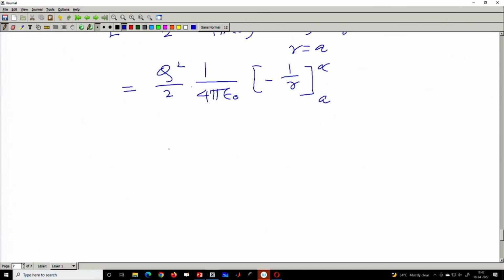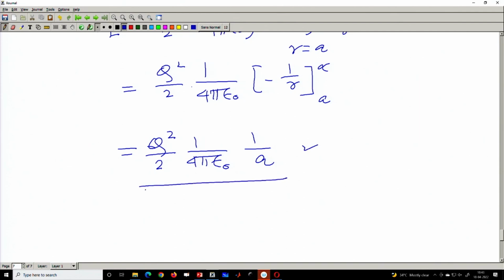So, now if I do the integration, it should be simply q square divided by 2 and then 1 by 4 pi epsilon 0, and then this quantity is 1 by A. So, that is the expression, precisely the expression we are looking for.